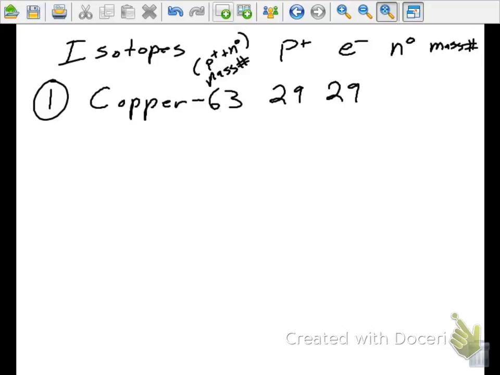So how do I find the number of neutrons? Protons is 29, plus neutrons equals 63. Subtract. So 63 minus 29 is what? 34. And then the mass number is 63.